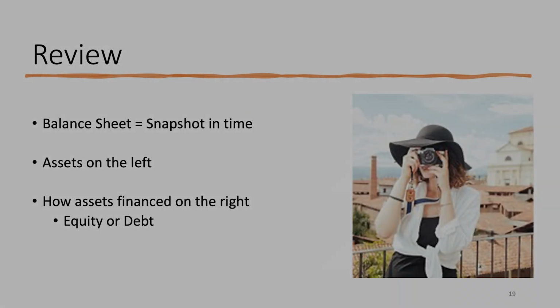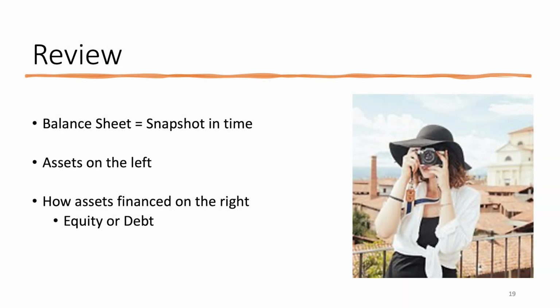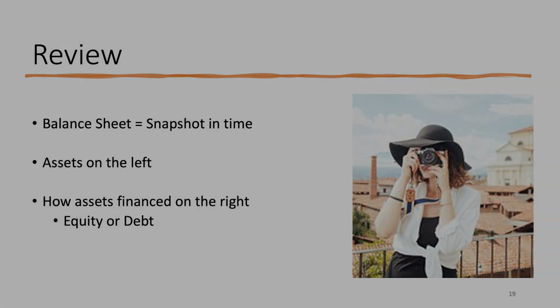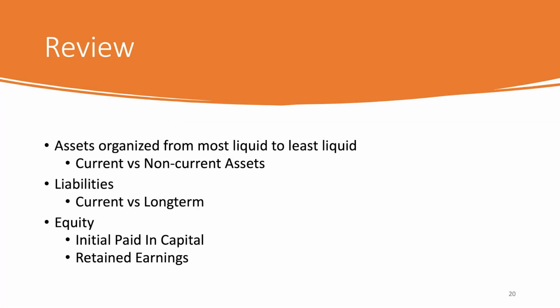Let's review the key ideas we've covered today. The balance sheet is a snapshot in time that reports a company's assets on the left side and how those assets are financed on the right side, either through equity or debt. Assets are organized from most liquid to least liquid and are divided into current and non-current categories. On the right side, liabilities are reported as current if they are due within 1 year, or as long-term liabilities, along with sources of equity capital, including capital initially contributed by the owners and later accumulated through retained earnings.